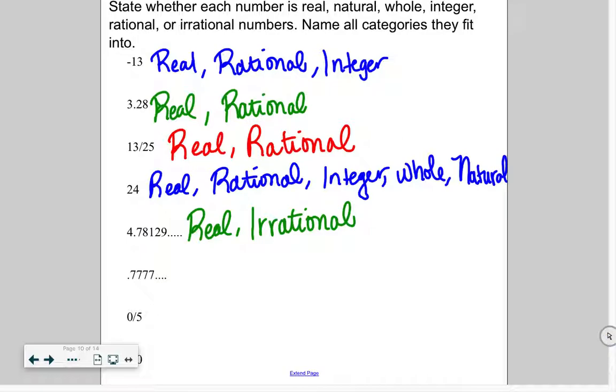Change that to the next one, 0.7 repeating. If it repeats, that is the fraction 7/9. Anytime a number repeats, it is a fraction. There's something happening in the division that keeps repeating itself again and again when it was written as a fraction and changed to that decimal. So if 0.7 is a repeating decimal, it has to be real, rational.